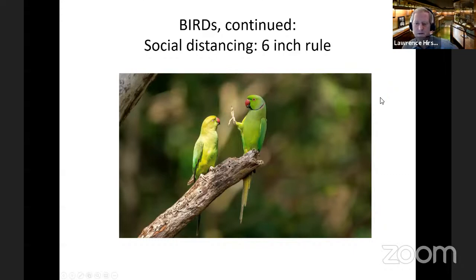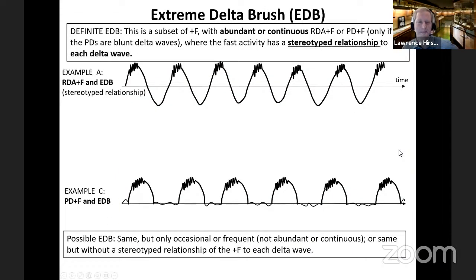This is a pandemic joke slide about birds. This is a bird form of social distancing. All right, we're getting close to the end.